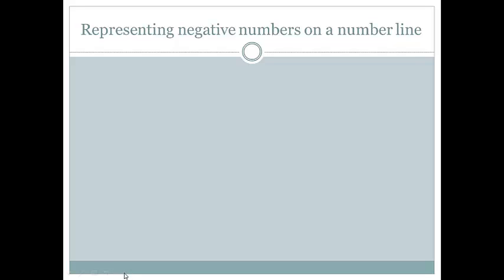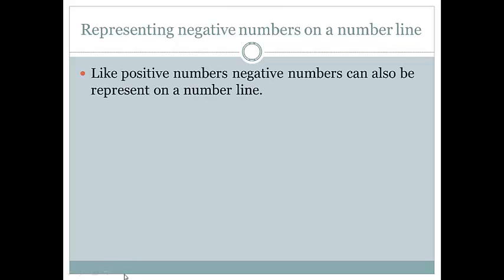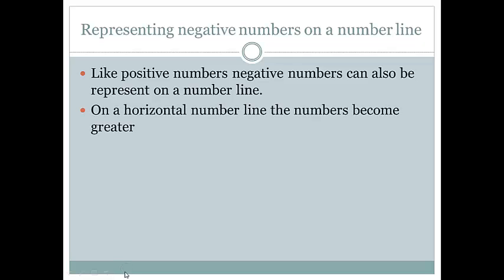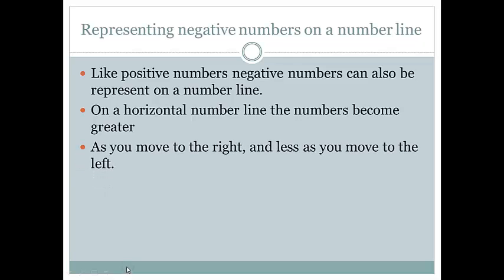So how do we represent negative numbers on a number line? Like positive numbers, negative numbers can also be represented on a number line. On a horizontal number line, the numbers become greater when we move to the right and less as you move to the left. Here's an example. Here is 0. If I move to the right, the numbers increase. If I move to the left, the numbers become less.